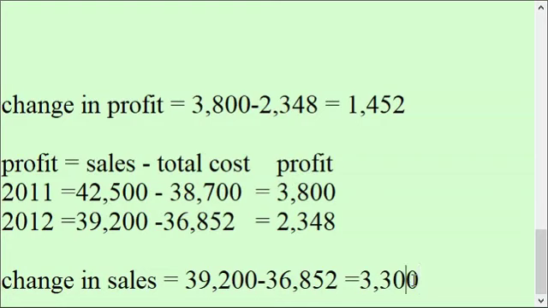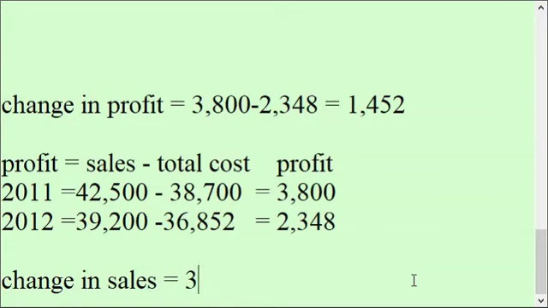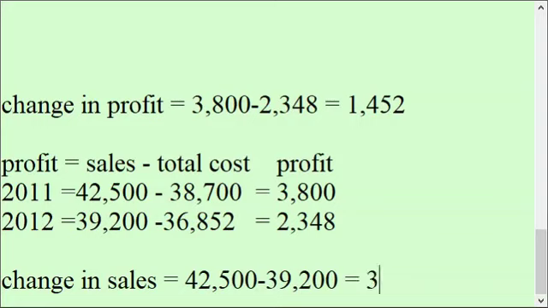Sorry, here I have taken the profit and sales of 2012. Sales of 2011 is 42,500 minus 39,200. So 42,500 minus 39,200 will give an answer of 3,300 rupees. 3,300. Okay. So now we calculated change in profit also, change in sales also.